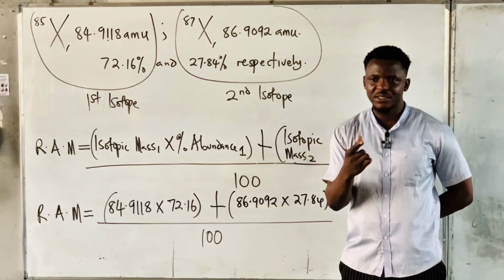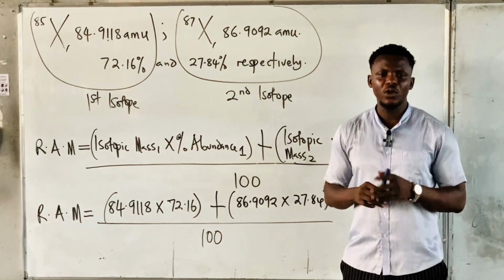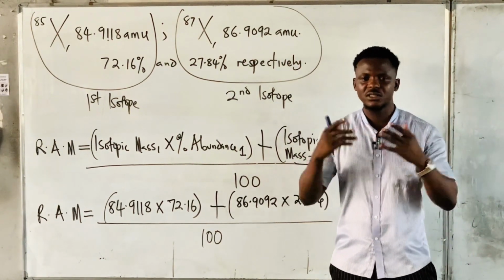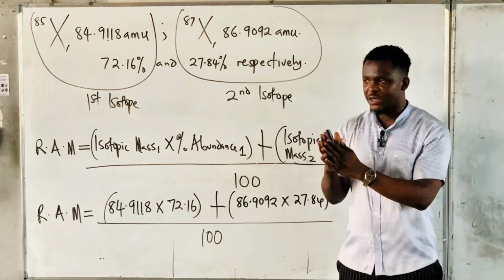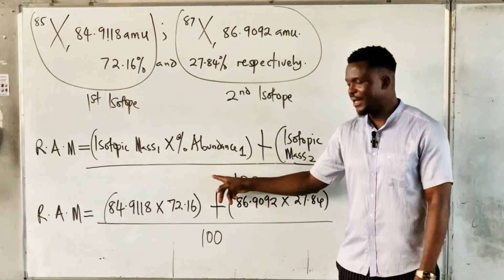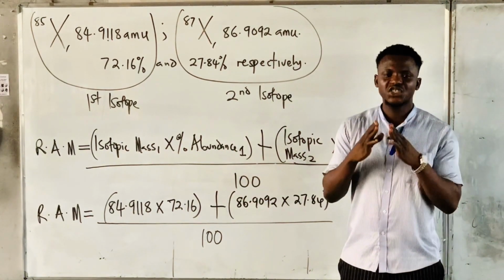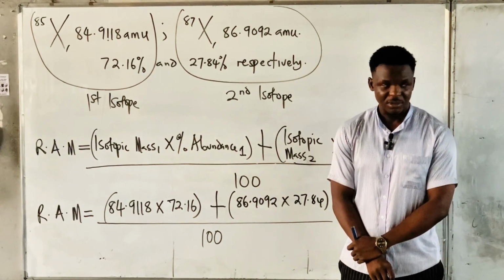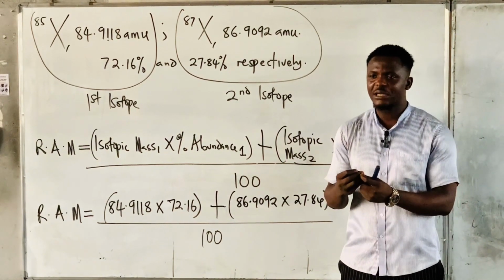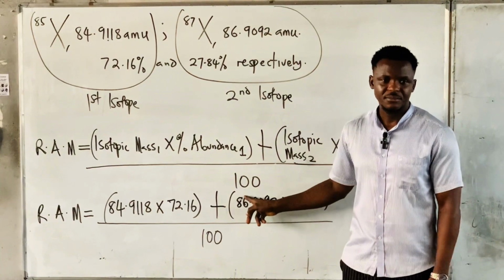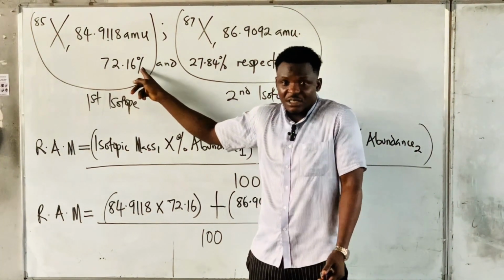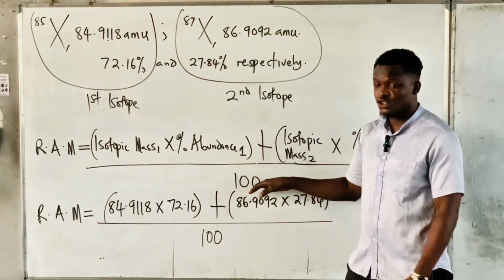Fractional abundance, when you add them up, is going to equate to 1. I repeat, percentage abundance, when you add it up, will give us 100. That is why this formula is divided by 100. Fractional abundance, if you add it up, is going to give us 1. So if it was fractional abundance, we would have divided by 1. But since they gave us this abundance in terms of percentage, we are dividing by 100.